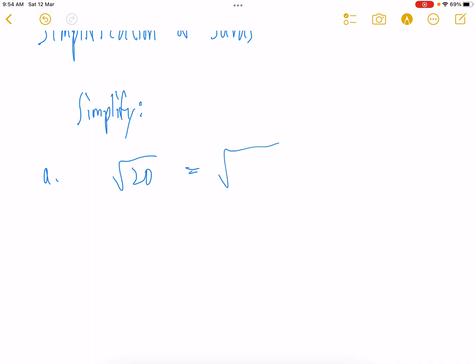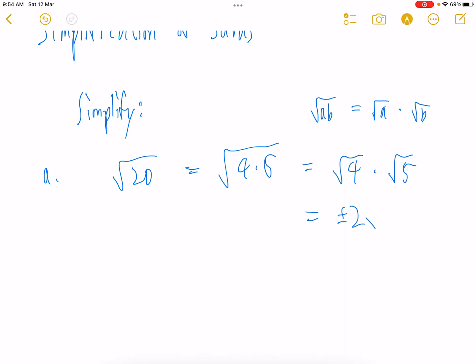Now, what we can do is to write it as a product, and it's not just any product, but we want one of the factors to be a perfect square. So in this case, 4 times 5 is 20, and 4 is a perfect square. So by the property that square root of a times b is equal to square root of a times square root of b, we can break it down into root 4 times root 5. And root 4, well, we know it's just plus minus 2 times the root of 5.